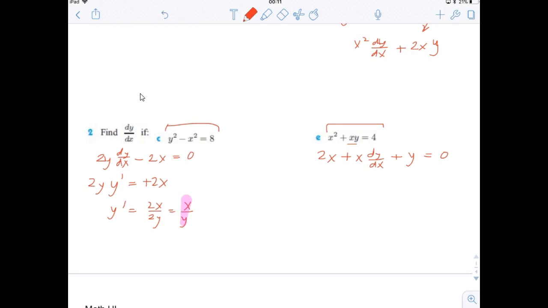Now we're going to subtract 2x and y from the left side and the right side, and we'll end up with x y dash equals negative 2x minus y. Then we're going to divide both sides by x, and we get y dash by itself on the left, and we'll have negative 2, and negative y divided by x. So that is our derivative for this function. Okay, and that is the end of page 1 of the addendum.